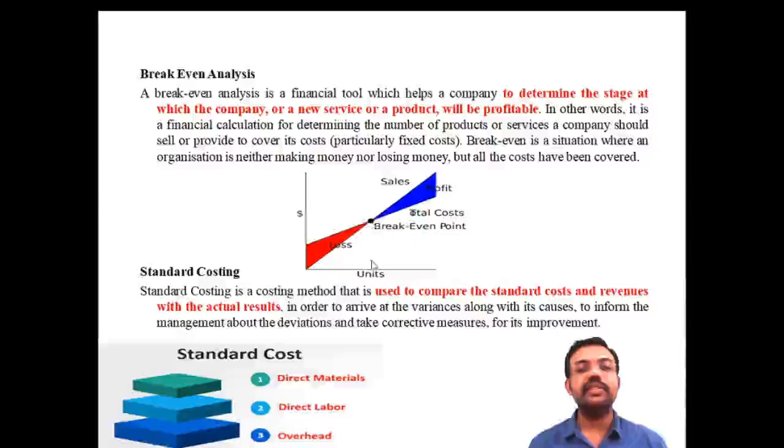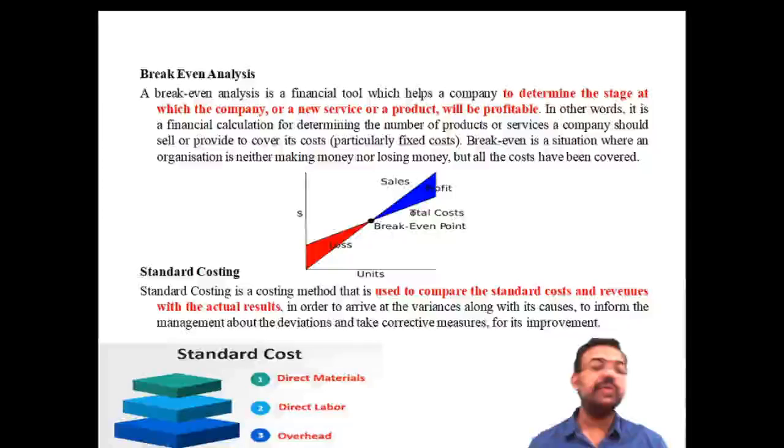This point is known as the break-even. On the right side, the revenue is increasing, so there is profit. On the left-hand side, the cost is increasing and the cost is greater than the revenue, so there is a loss. At the break-even there is no profit and no loss. That is the break-even. And standard costing compares the standard cost and revenue with the actual result.